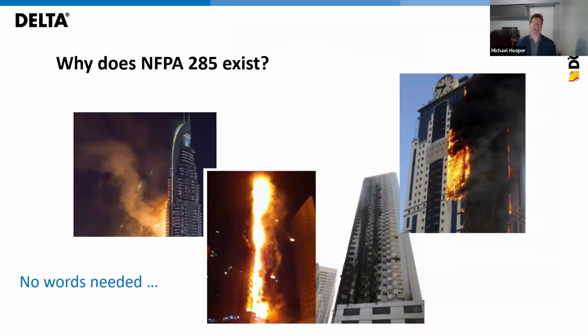And flames are not visibly observed within the second story room at all. So why does it exist? This goes without saying. It's a life safety issue, and a very serious one at that.